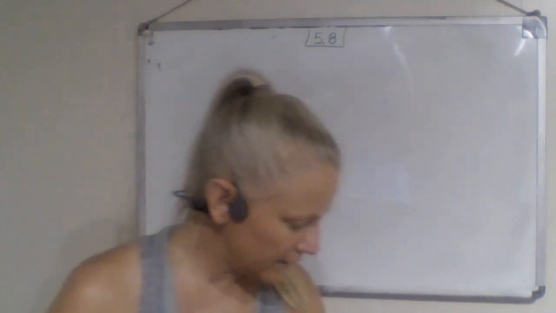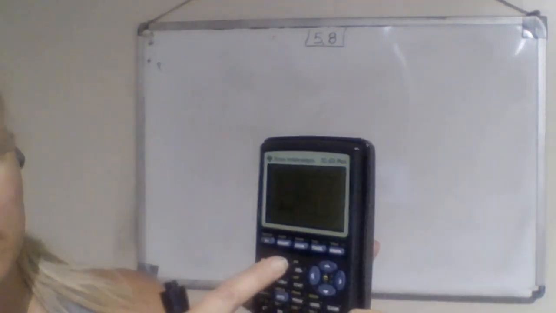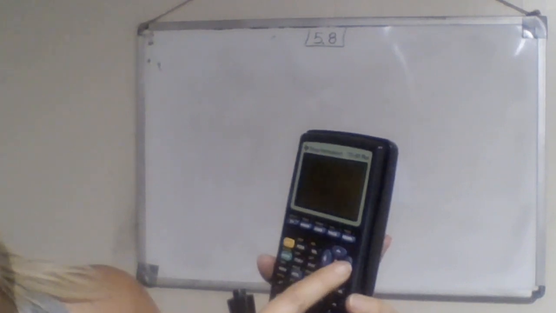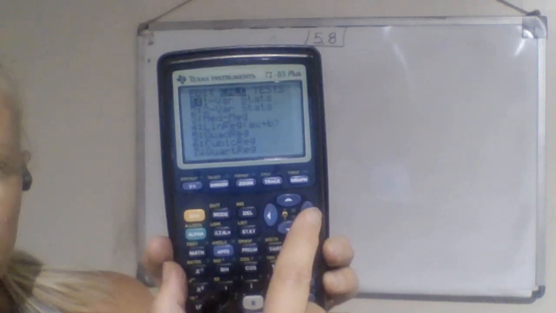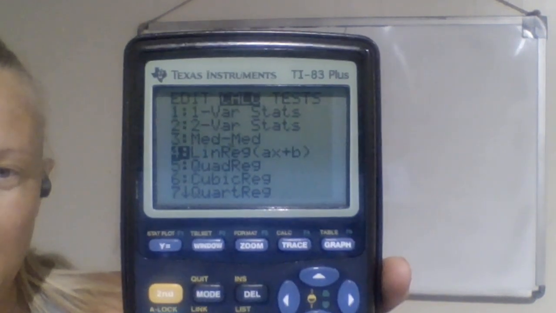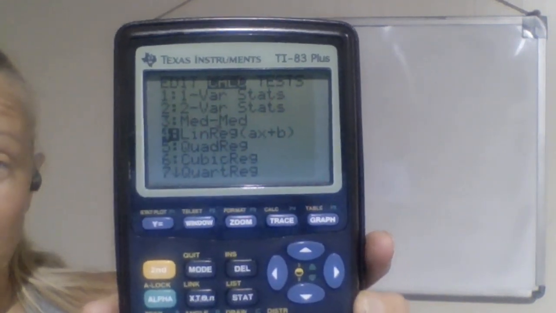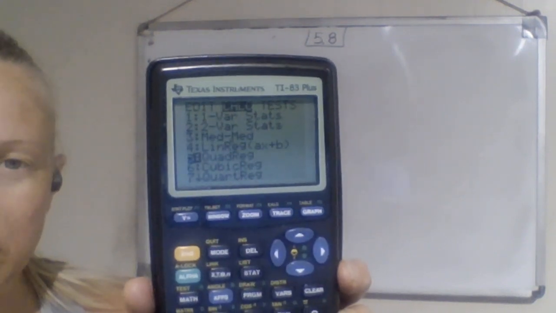They're asking you, it says here, find the quadratic model. Now, the way they solved it in the book is by hand, with a system of 3 equations and 3 unknowns. We don't care about that. Once we got this here, we're going to go second quit. We're going to go back to stats, over to calc. And remember how we went down to 4 before and we did linreg? Right underneath it on number 5, it says quadreg. I'm going to go to number 5, and we're going to hit enter.